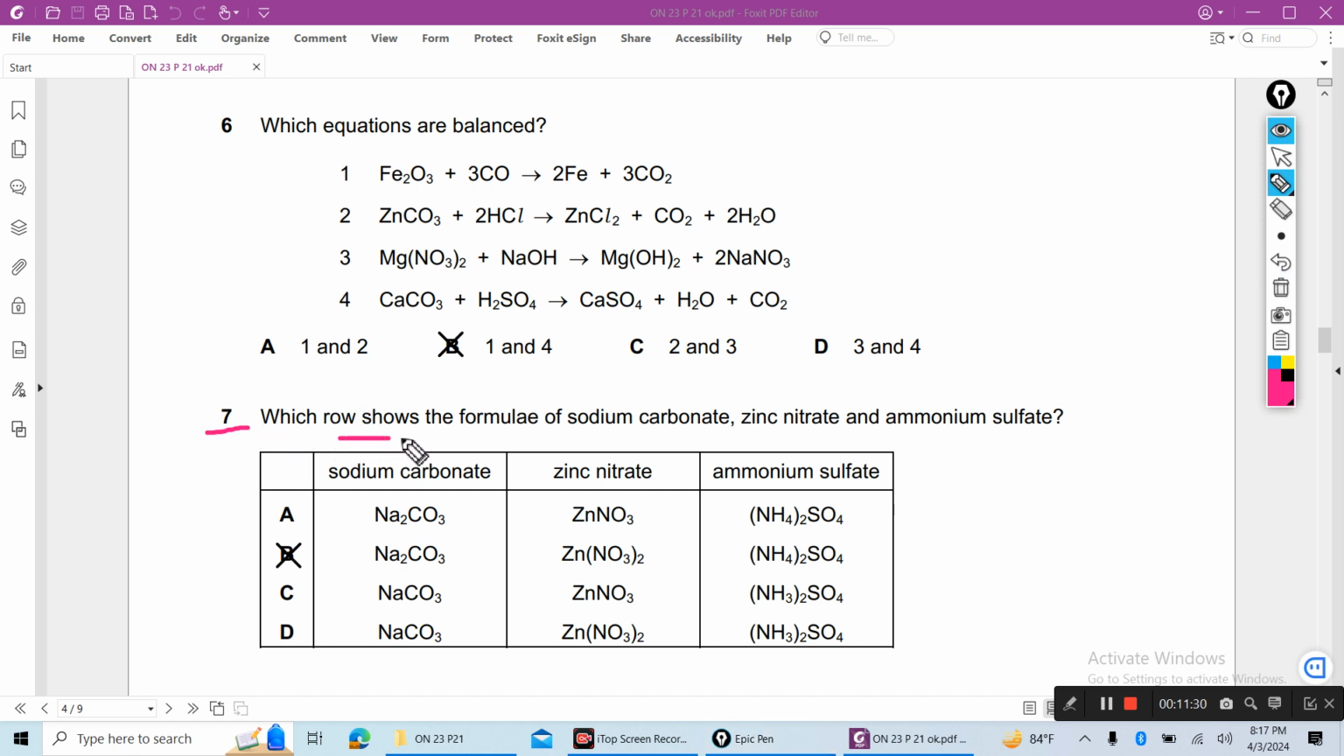Now 7, which row shows the formula of sodium carbonate? Sodium carbonate, you know, is Na2CO3, carbonate valence is 2, sodium is 1. Zinc nitrate: zinc valence is 2, nitrate is 1, so zinc nitrate will be Zn(NO3)2. Ammonium sulfate: sulfate valence is 2, ammonium valence is 1, so the formula of ammonium sulfate will be (NH4)2SO4.